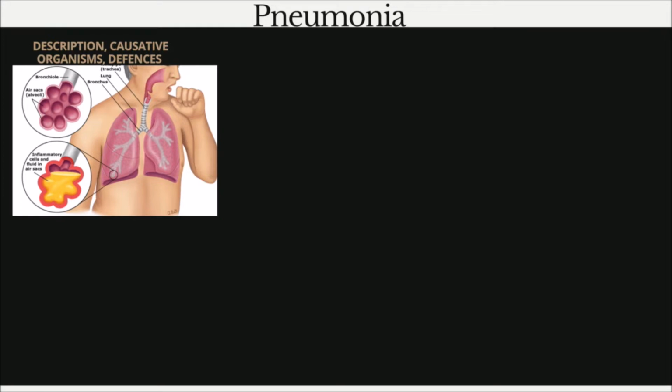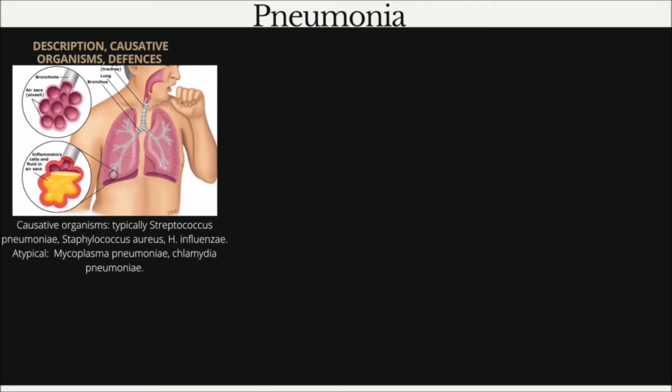The neutrophil response leading to suppurative inflammation in the alveoli leads to many symptoms such as dyspnea that we will cover later. Common causative organisms include Streptococcus pneumoniae, Staphylococcus aureus, and Haemophilus influenzae. Atypical pneumonia organisms include Mycoplasma pneumoniae in a younger population, and Chlamydia pneumoniae and Legionella pneumophila in an older population.